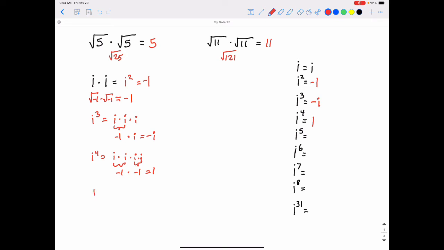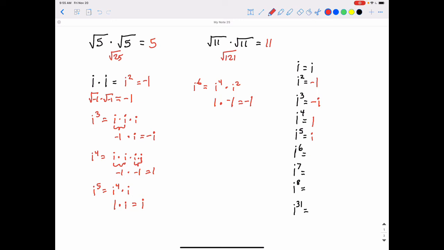What's i to the fifth power? Well, i to the fifth power is the same as i to the fourth power times another i. And i to the fourth power we just discovered equals 1, so this would be 1 times i, which is just i again. And then what's i to the sixth power? Well, i to the sixth power is i to the fourth times i to the second, and if we look at what we've done so far in the column to the right, i to the fourth power is 1, i to the second power is -1, so 1 times -1 is -1.